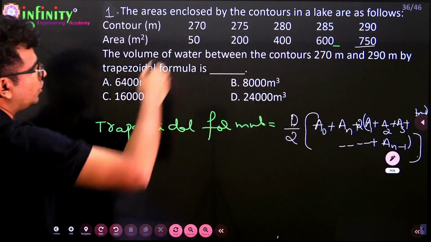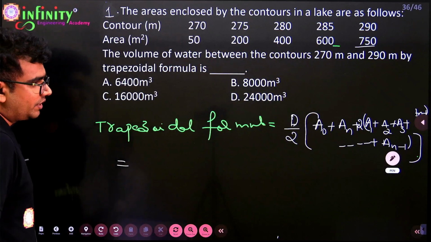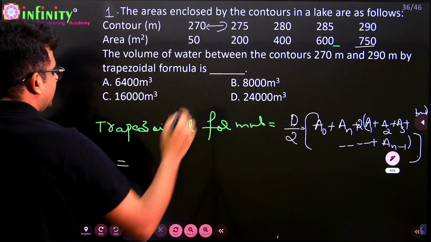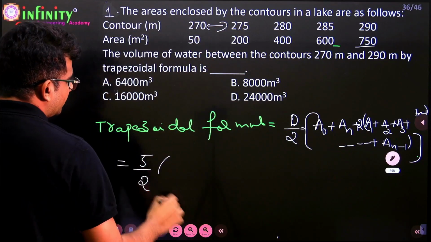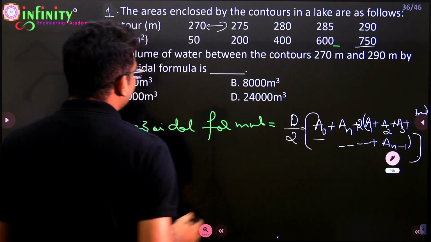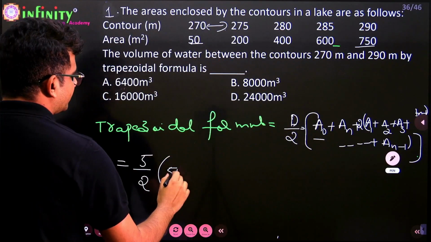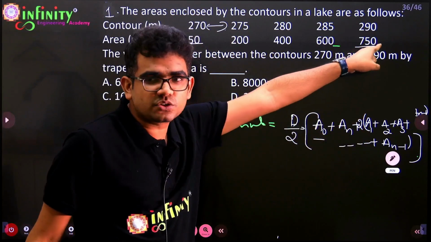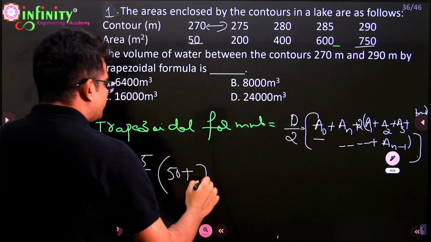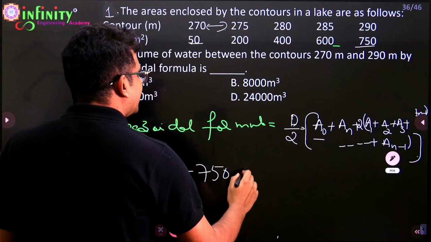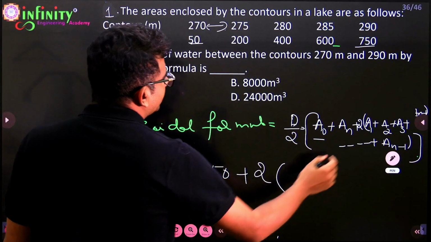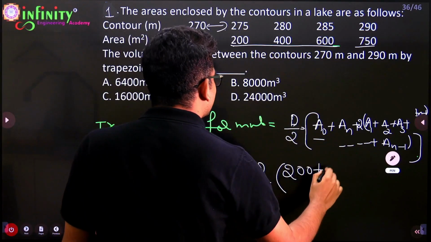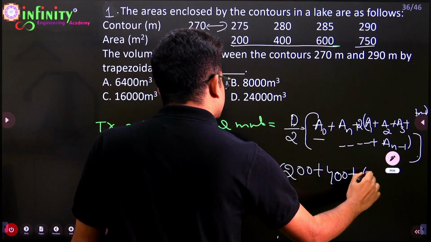So now in this case substitute whatever the values you have. So d first we have here d equal to 5 meters, which is the contour interval. So here 5 by 2 into a naught, a naught equal to 50, and this n is the last value, 750. So 50 plus 750 plus 2 into these three values, whatever is remaining. So 200 plus 400 plus 600.